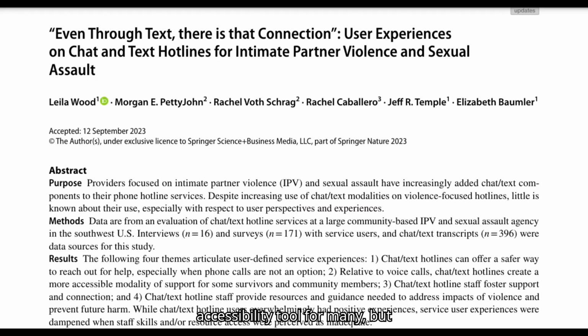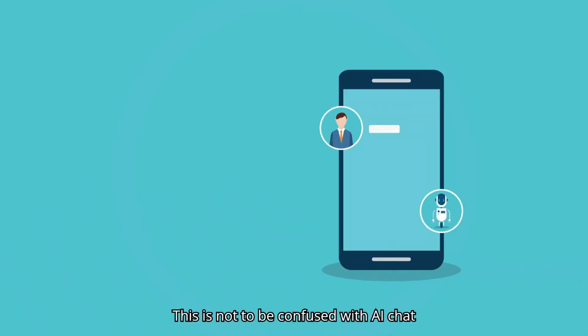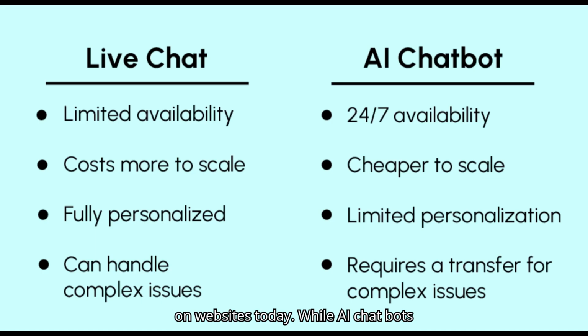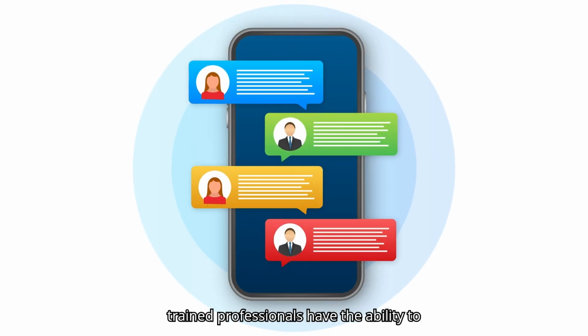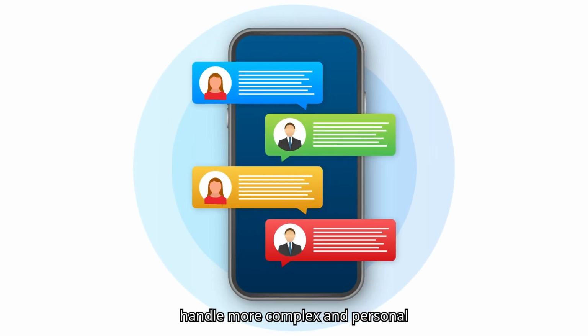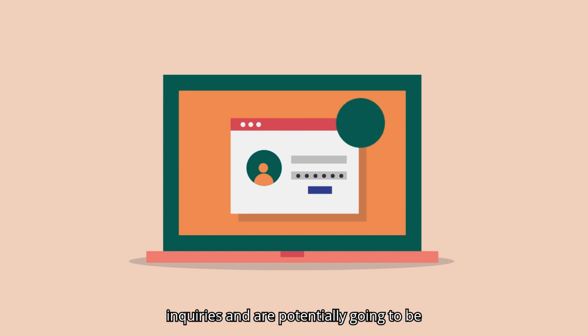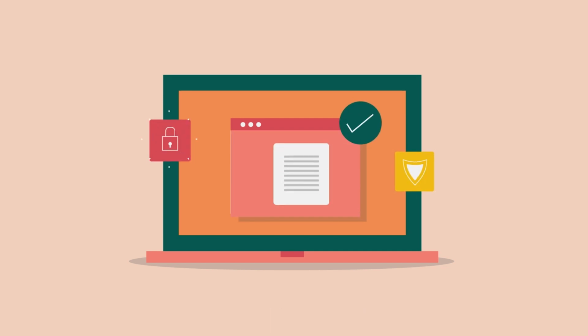Audio options can be a great accessibility tool for many, but inaudible tools also serve a great purpose for those that are actively surrounded by abusers or by people they don't want to share private information with. This is not to be confused with AI chatbots that are often found and implemented on websites today. While AI chatbots have certain advantages over live chat features in terms of cost and 24-hour availability, live chat hotlines run by trained professionals have the ability to handle more complex and personal inquiries and are potentially going to be more trusted with private information.